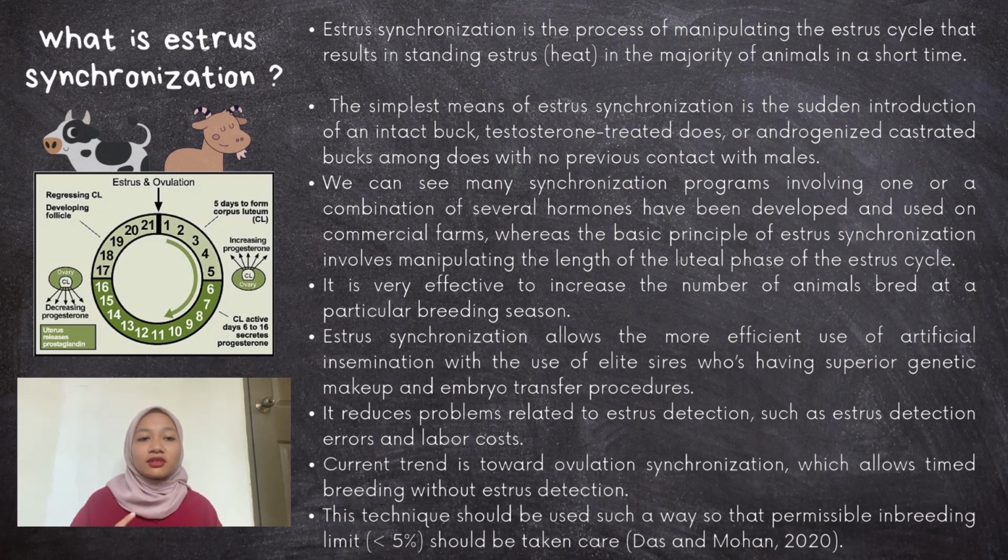So the current trend now is toward ovulation synchronization, which allows timed breeding without estrus detection. Dey and Mohan said in 2020 that this technique should be used in such a way that the permissible inbreeding limit, which is lesser than 5%, should be taken care of.